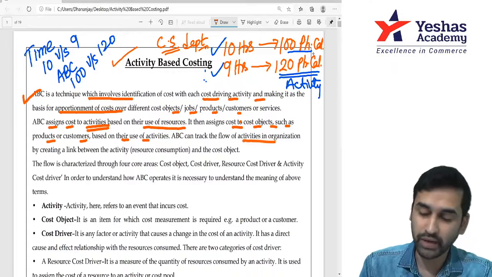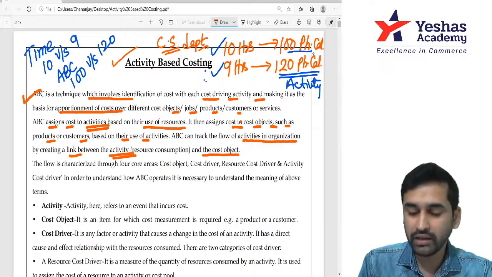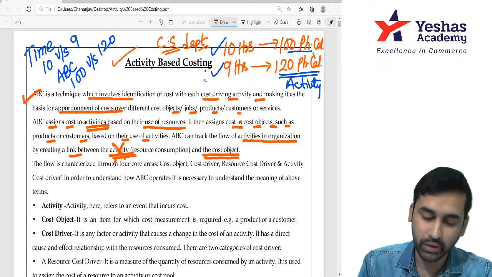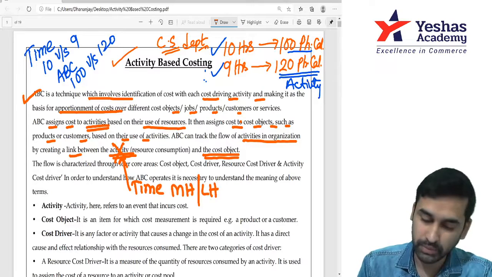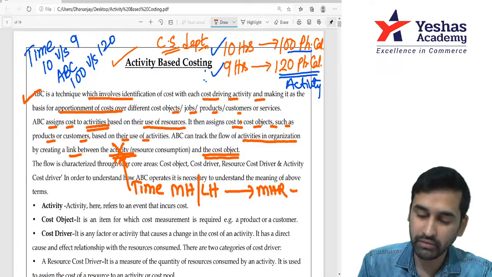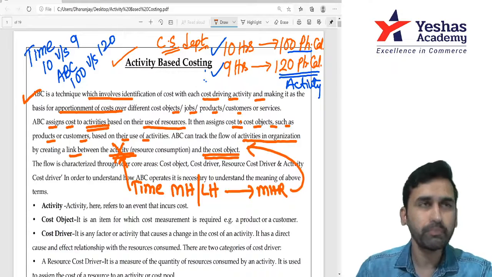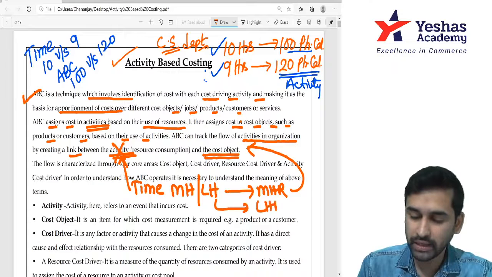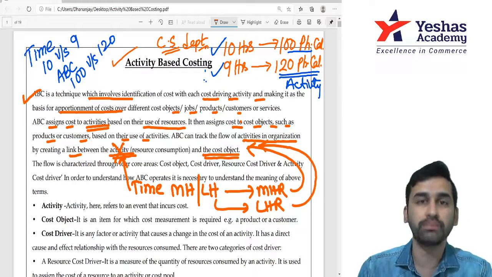ABC can track the flow of activity in organization by creating link between activity and cost object. In the previous chapter, the overhead chapter, it was not activity and cost object, it was time and cost object. It is either machine hour or labor hour, correct? Using machine hour, we calculated machine hour rate, and then used machine hour rate to calculate the cost per cost object, product basically. If we are following labor hour basis, then we will calculate labor hour rate and then use labor hour rate to calculate the cost per product or cost per service.